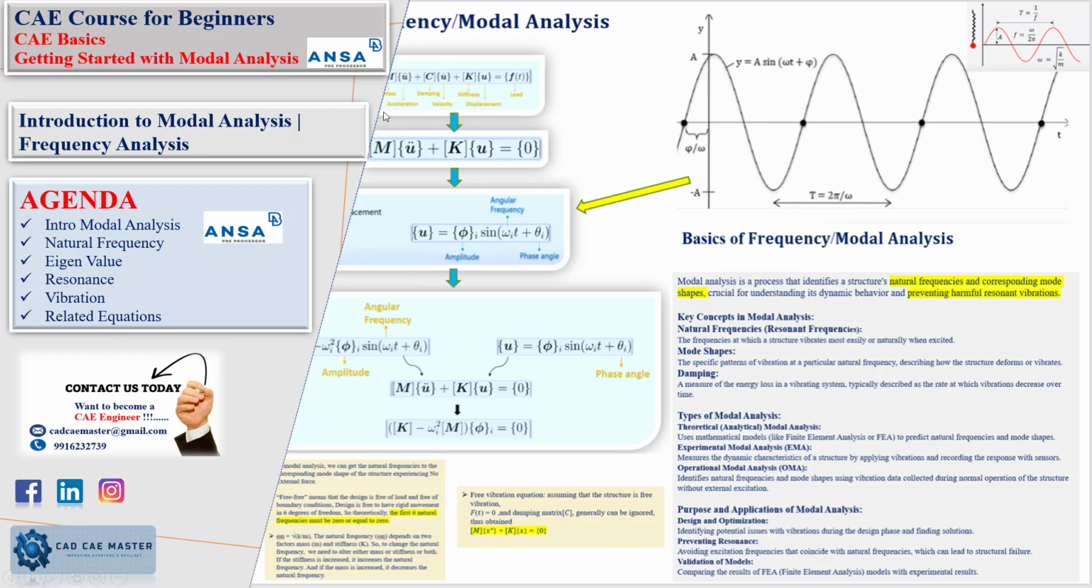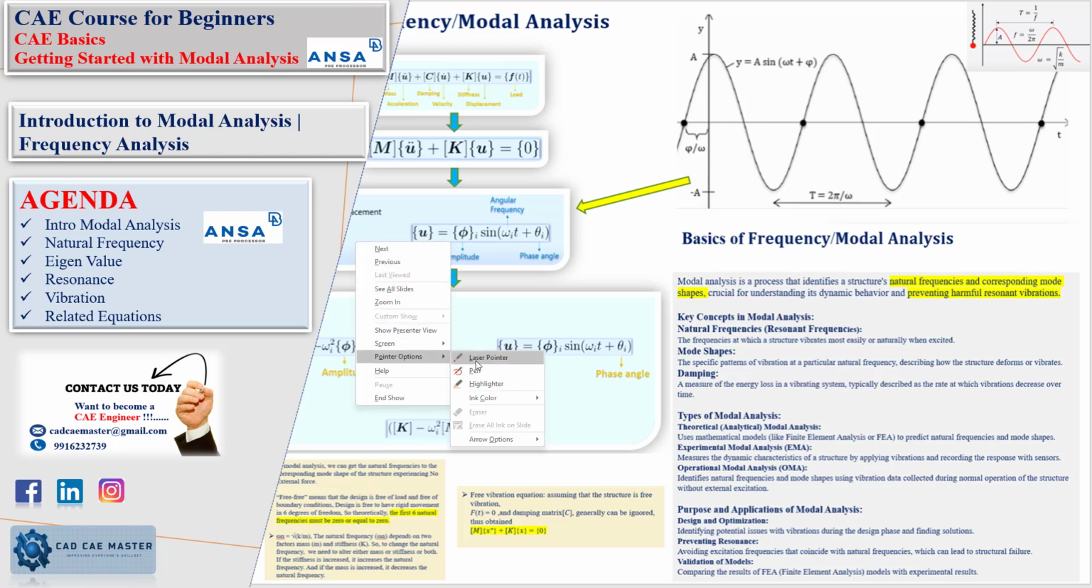So in this session I'll be taking you through the CAE basics. Today I'll be covering the module, that is frequency analysis. You can see the agenda. I'll take you through the introduction, then cover what exactly the natural frequency is, how the eigenvalue and eigenvector affect this, and then resonance, vibration, and related equations of the modal analysis. Okay, let's get started.